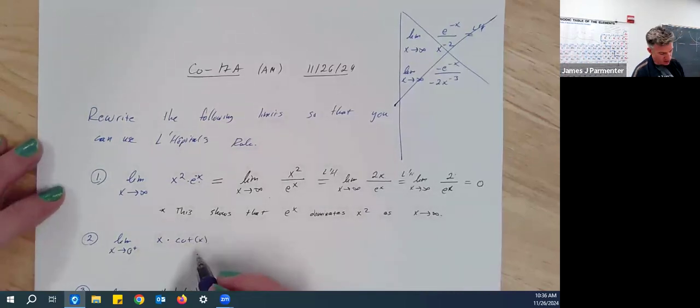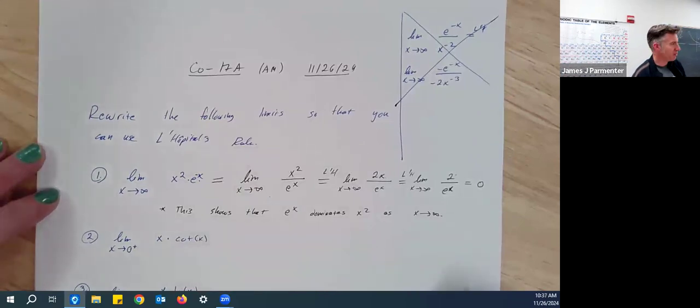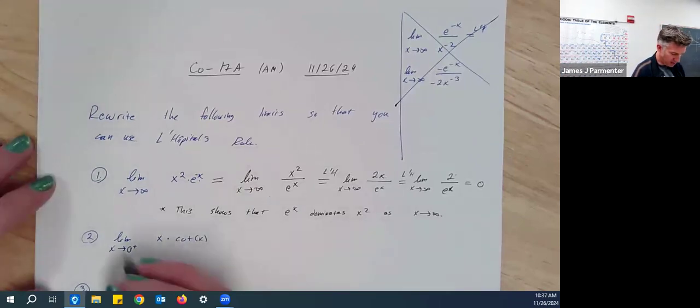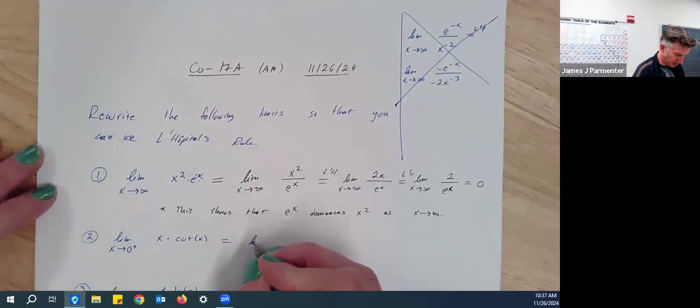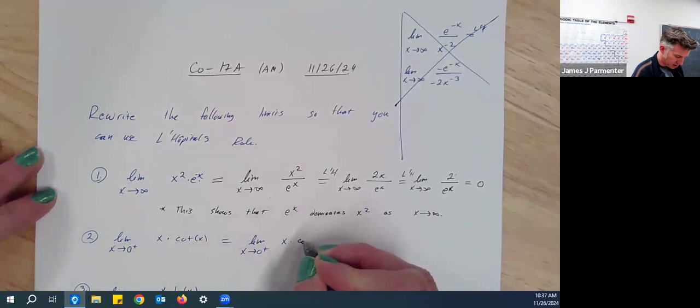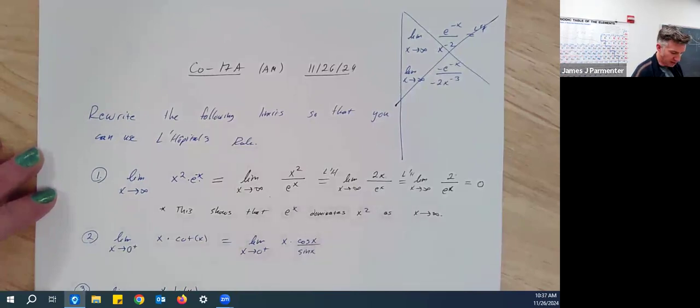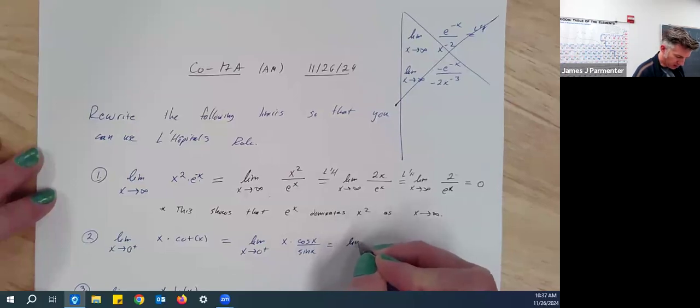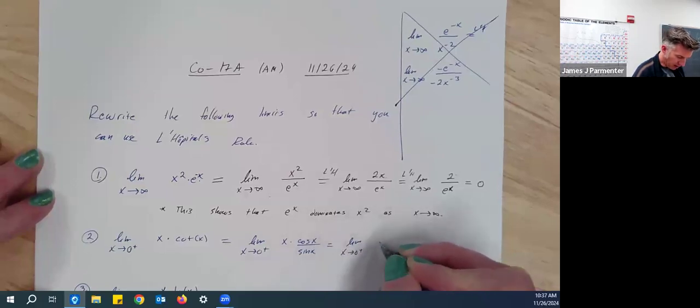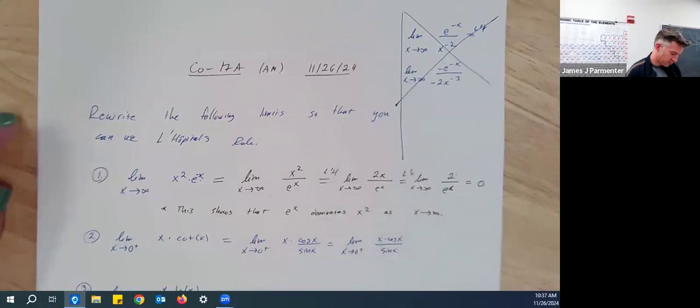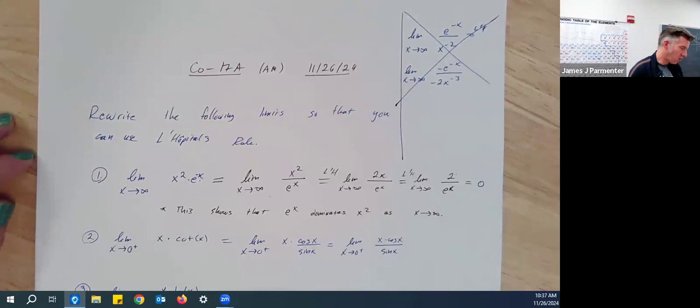Here, there's a couple ways you could do this one. In my opinion, the way I would rewrite this is as the limit as x goes to 0 of x times cosine x over sine x. And really, I should write this as one fraction: the limit as x goes to 0 from the right of x times cosine x over sine x. Or I guess I could have written it as x over tangent of x as well, right? That would probably be equal.